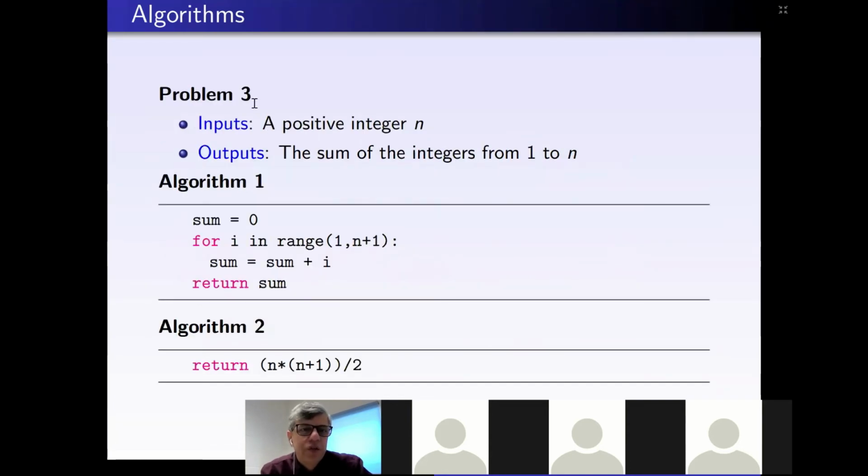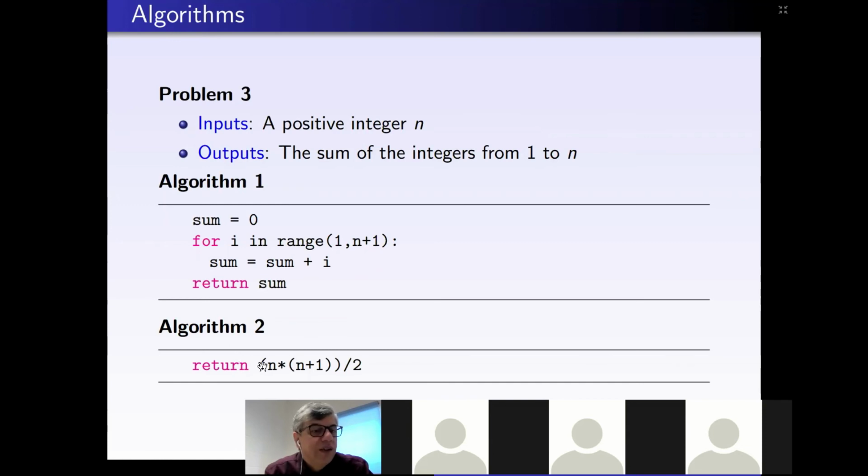So let's look at an example algorithm. Input a positive integer n, output the sum of integers from 1 to n. Algorithm 1: sum is equal to 0, for i in the range of 1 to n plus 1. Before n plus 1, I mean the last one is n. So sum is the last sum plus i, and return the sum.